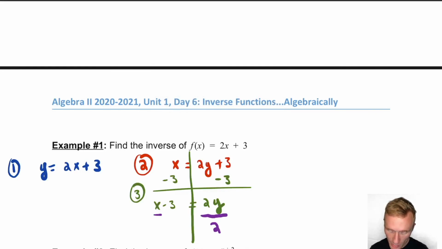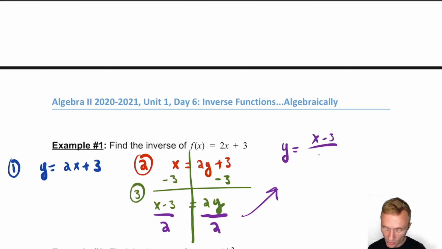Divide the entire side by 2. This leaves us with a final answer of y equals x minus 3 over 2. The inverse of the function is x minus 3 over 2.